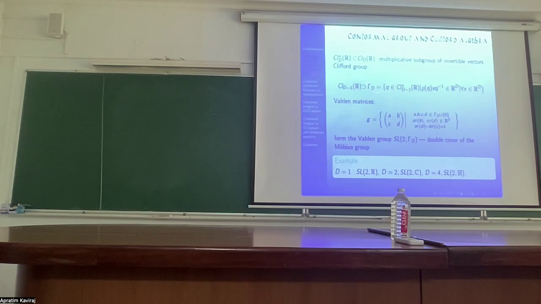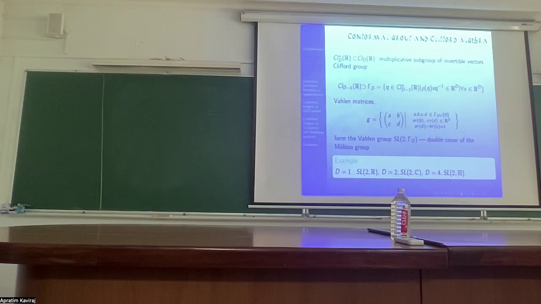So the Clifford group, this is called gamma D. This is of course a subset of the CL D minus 1. These are all those elements in the invertible multiplicative subgroup such that for any x in Rd, rho, the reflection, Q inverse also belongs to Rd. That's a subgroup of this kind. Now, this is often called a Vahlen group after Vahlen.